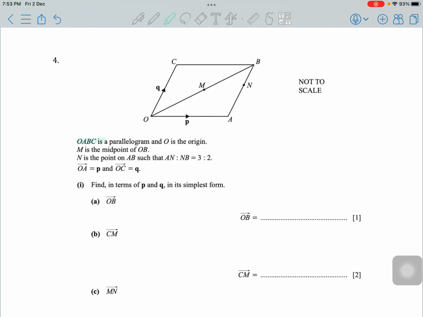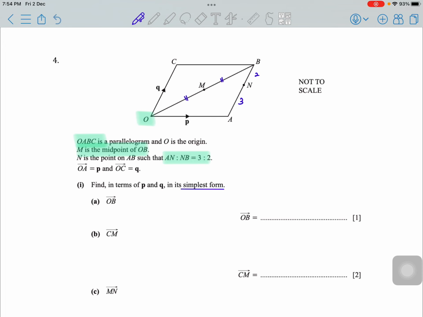It is given that OABC is a parallelogram, and they have given us O as the origin. M is the midpoint of OB. N is a point such that AN to NB is 3 to 2. So let's write first, this is 3 to 2, and I know that this part is equal to this part here. OA is given as vector P, OC is given as vector Q. In the simplest form, we need to find what is OB.